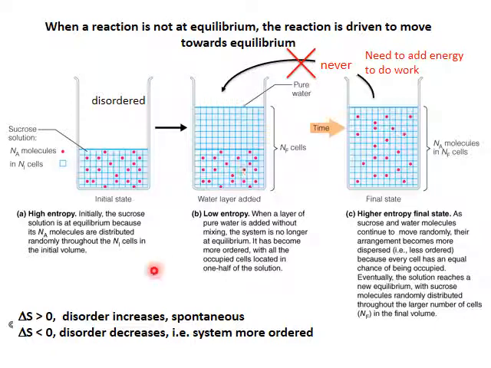So if delta S is greater than 0, disorder increases, that's a spontaneous direction. Nature wants to go in that direction. Chemical reactions want to go in that direction. If delta S is less than 0, the disorder decreases. The system becomes more ordered. That requires input of energy.